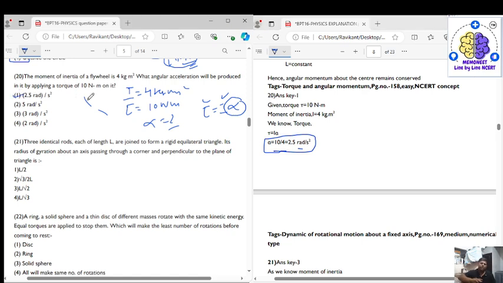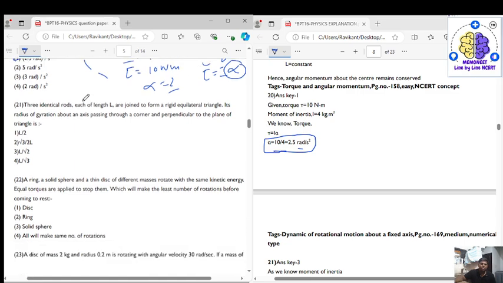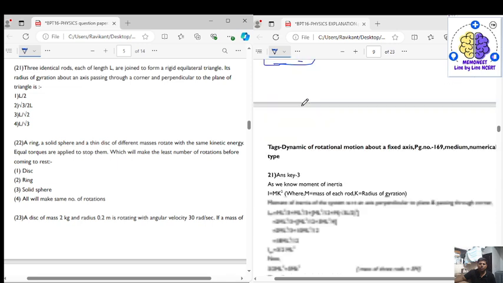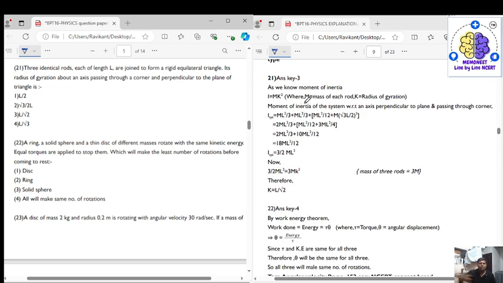See, the right formula based question. If you remember that tau is equal to I alpha, you can easily calculate alpha. Next, coming to question number 21.